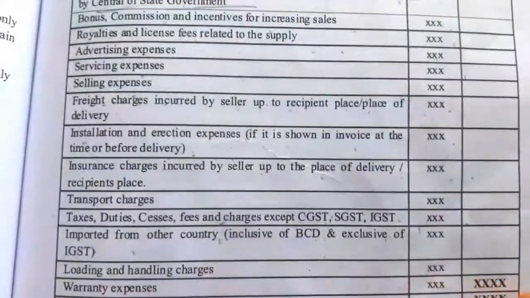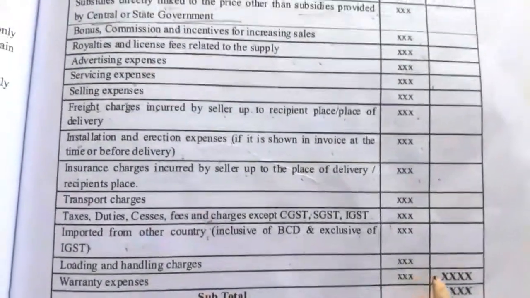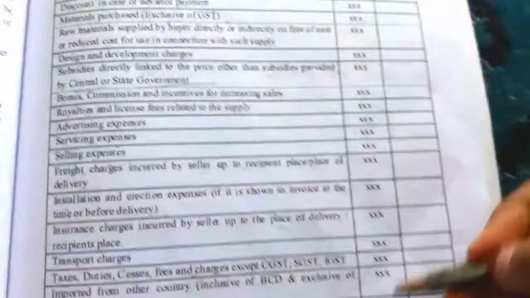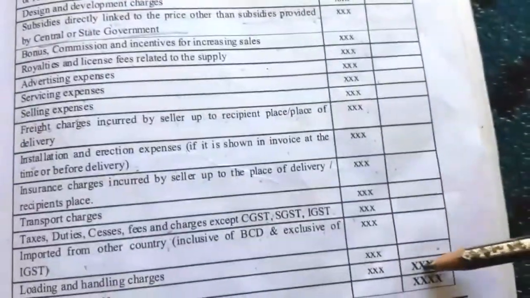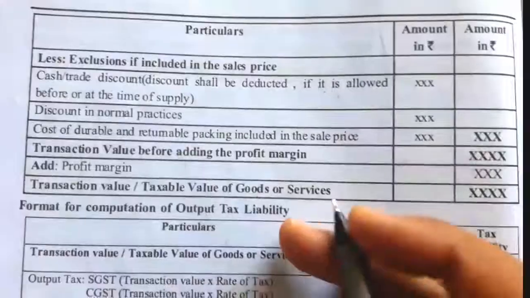Then loading and handling charges we have to add, warranty expenses we have to add. So after adding all these expenses, we will get one value. So we have to total it, selling price and add. So we will get one value here.